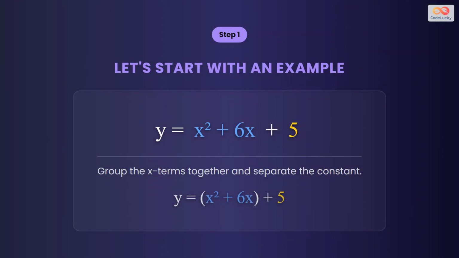Let's walk through an example. We have y equals x squared plus 6x plus 5. Step 1 is to organize our terms. We want to group the x squared and x terms together. We will push the constant term, which is 5, off to the side for a moment. This gives us space to work.